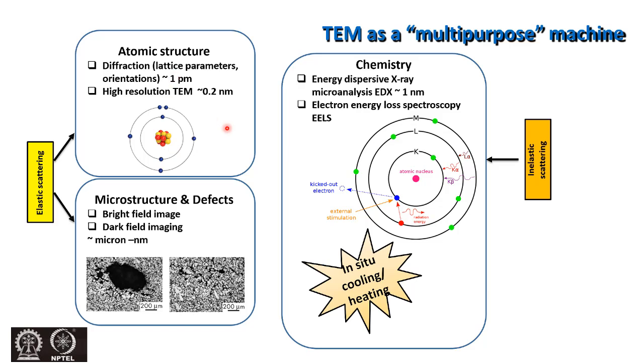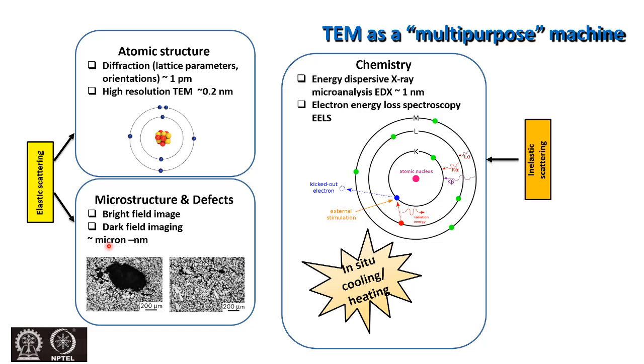So it is a multi-purpose machine. It will give us information about the atomic structure. The diffraction has a limit of about 1 ppm. So the resolution is very, very high. It gives 0.2 nanometer of resolution. And the microstructure and defects can be observed in the bright field as well as dark field imaging.